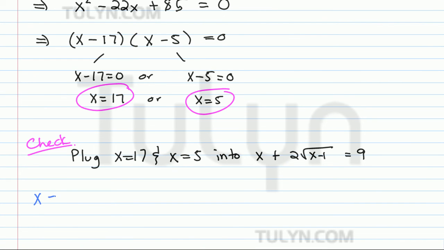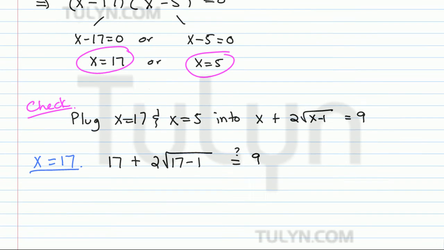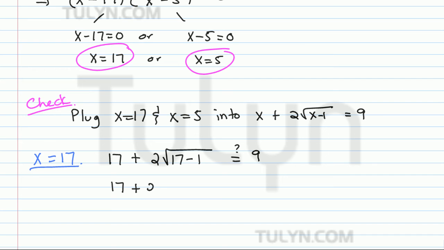So let's do the first case. x is equal to 17. So replacing all the x's we see with 17s, we get 17 plus 2 times square root of 17 minus 1, and we want to see if it's equal to 9. And that's the reason why I put the little question mark over the equal sign, because I'm not asserting that they're equal, I'm checking to see whether it's true. So simplifying further, this becomes 17 plus 2 times square root of 16, which is 4.